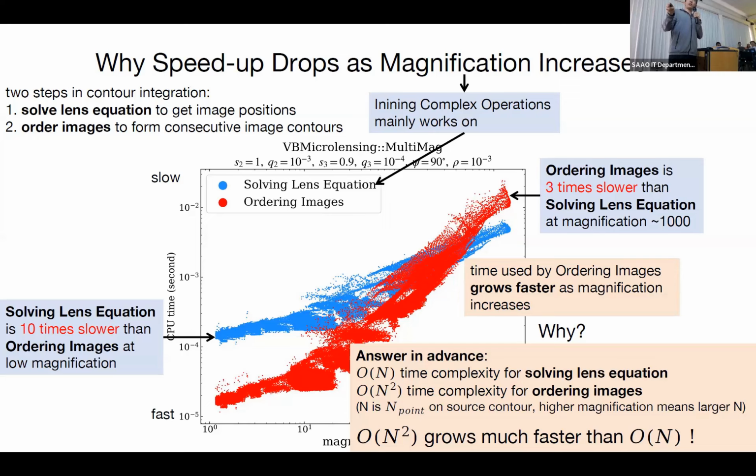And it's easy to understand why solving this equation is O(n), because you have n points along the source contour, and you need to solve n equations, so the time is just proportional to n. And we will give you the answer why it's O(n squared) for all the images in the next slide. So as n increases, n squared grows much faster than O(n). That's why all the images grows much faster.